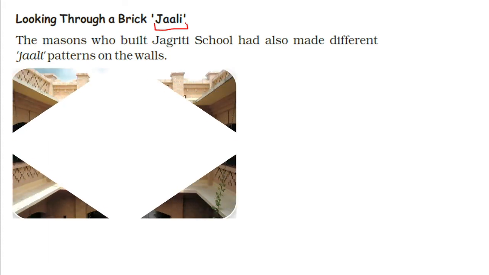Okay. Looking through a brick. Can we see through the brick? Can we see across the brick? No, we cannot see across the brick, but we have a thing to do that, to make jali. We make jali in the wall that can help us see outside and let the air come inside. Okay. So you can see this.